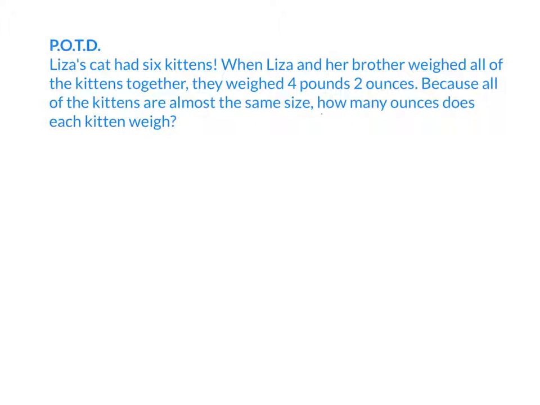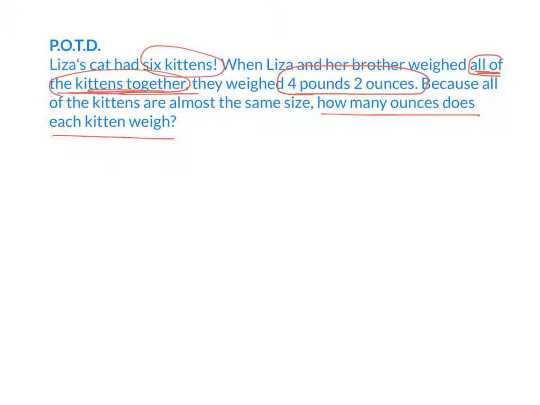Okay, the question is asking us to figure out how many ounces each kitten weighs. What important information do we need? Rick? There's 6 kittens, okay? Each kitten is 4 pounds and 2 ounces? And all the kittens are the same size. Wait, does each kitten weigh 4 pounds and 2 ounces? I mean, all of them together weigh 4 pounds and 2 ounces. And let's just assume they weigh the same amount, okay?